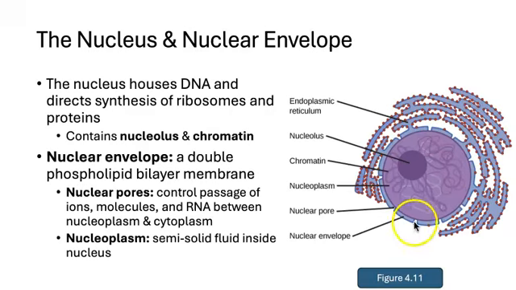And you could see that we've got these spaces here, and these are called nuclear pores, and they help control what's getting in and out of the nucleus. So we have passage of ions, molecules, and RNA between the nucleoplasm, which is going to be more of the fluid-filled area in here, and the cytoplasm, which we would find inside the cell out in this region.